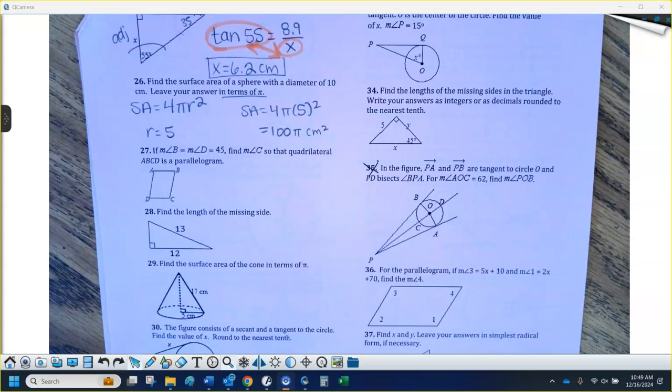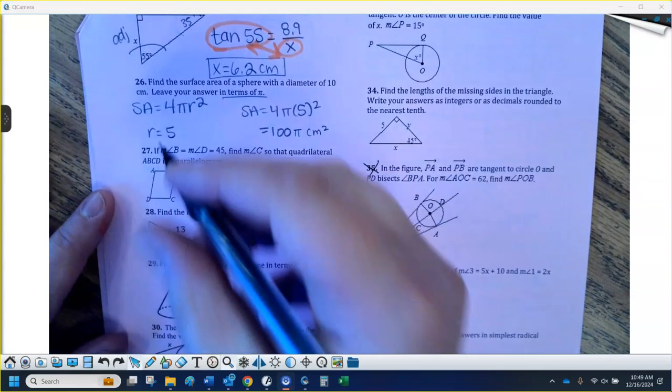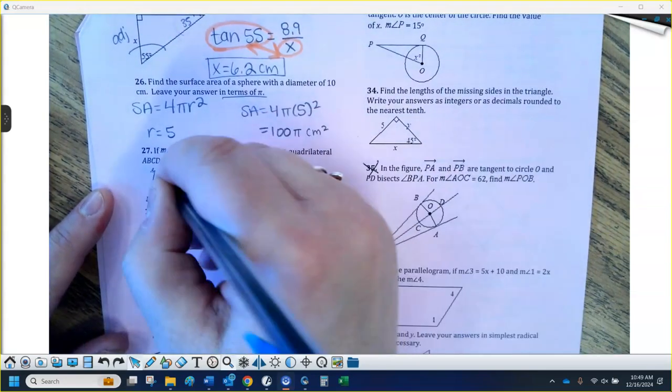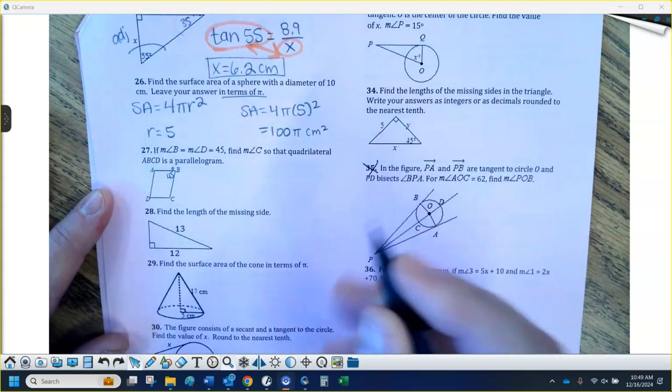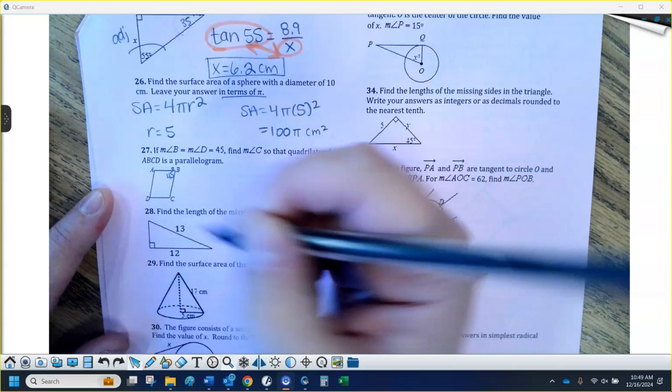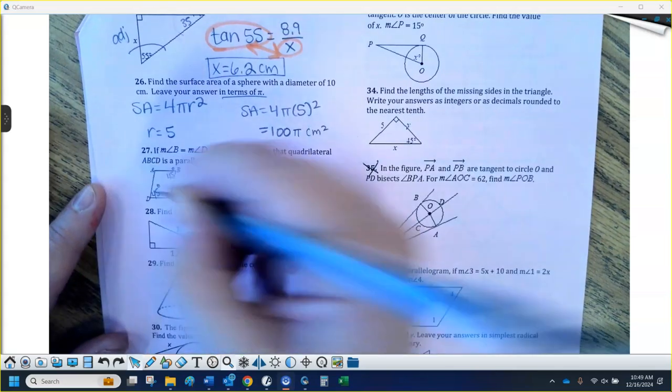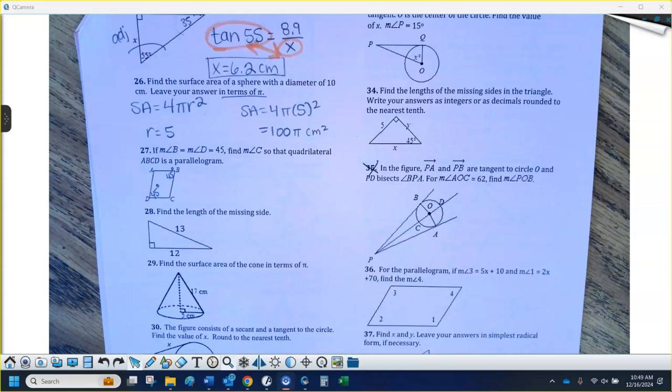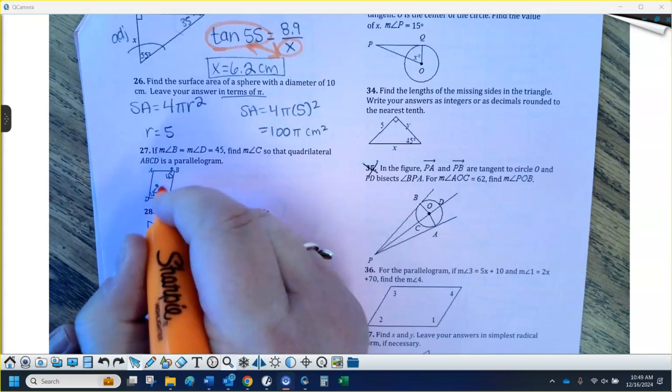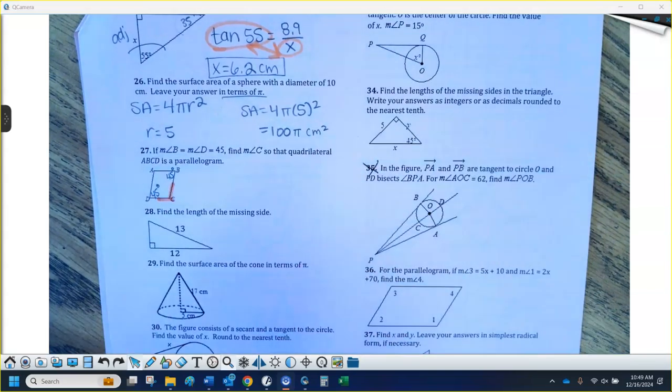All right, now this one was throwing everybody off this morning, so we'll see if you guys can do this problem. So measure of angle B, sorry, the diagram's pretty tiny, is 45 degrees. And the measure of angle D, so B and D, are both 45 degrees. Obviously it's a quadrilateral, but it says, what does C have to be for this to be a parallelogram? How would you do this? 180. Exactly.